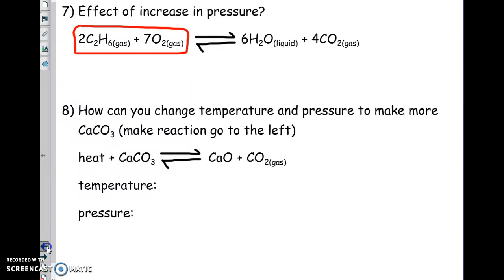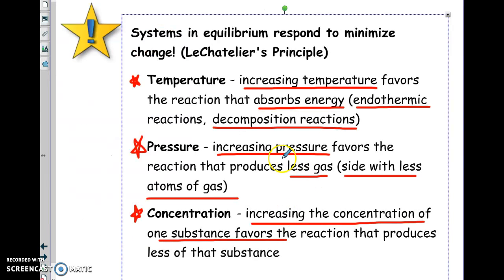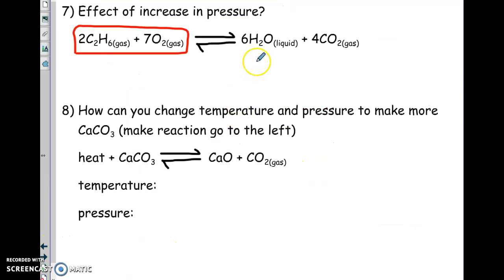So let's look back at our rules, and it says increasing pressure favors the reaction that produces less gas. So increasing pressure is going to make the reaction go more to the right because it has less gas.